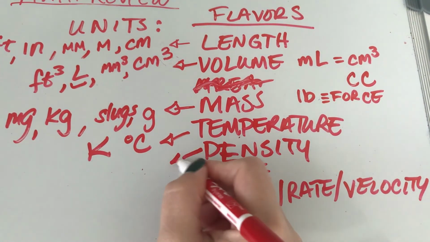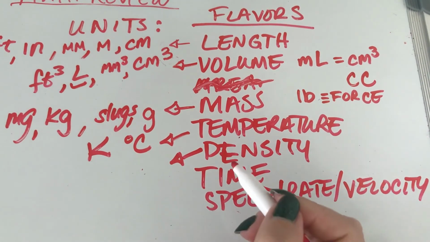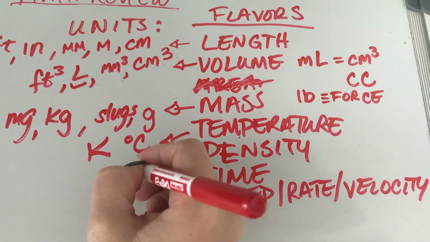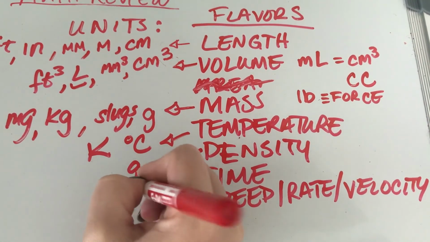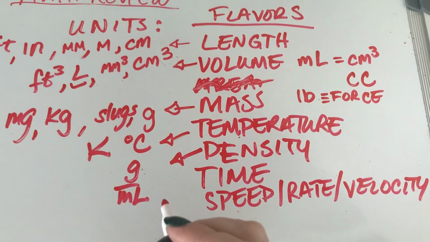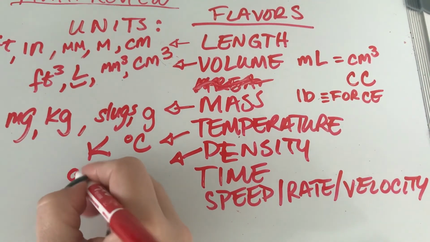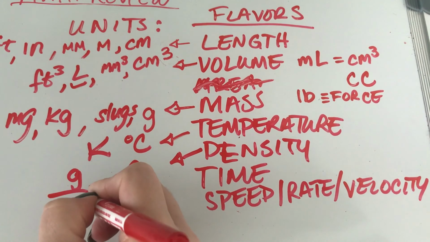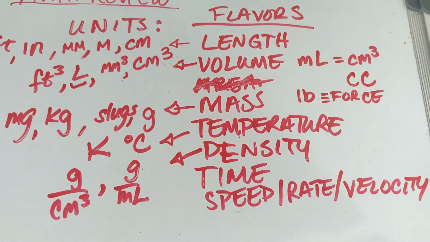Density. So density is always a ratio of mass divided by volume. The most common one that you'll see is grams per milliliter or grams per centimeter cubed. But there are other ones.